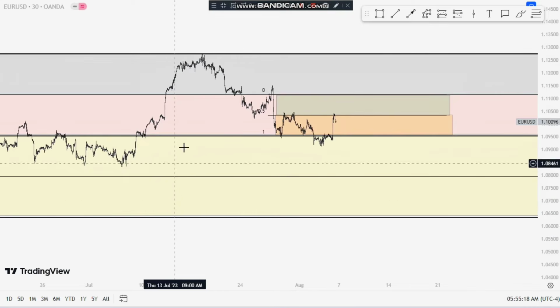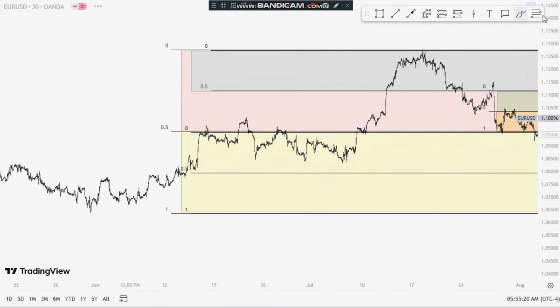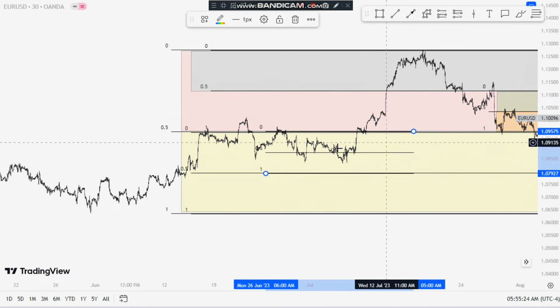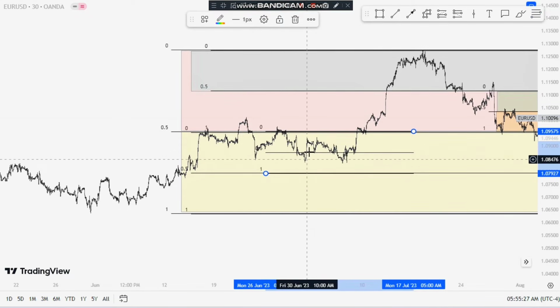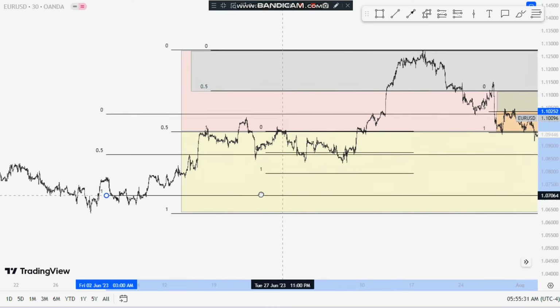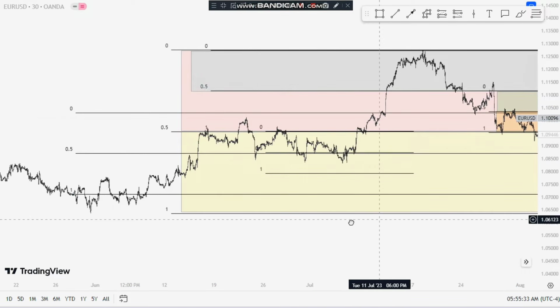Now you can draw it here. The more lines you draw, the more it will help you. See, this is the premium, this is the discount, came down, went up, came down, went up, came down, went up. So I hope it's clear now.